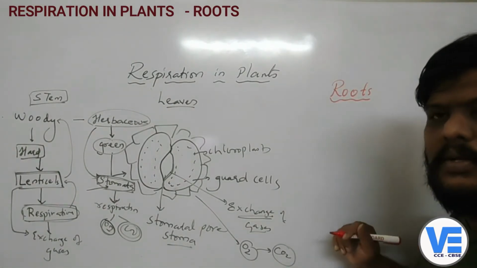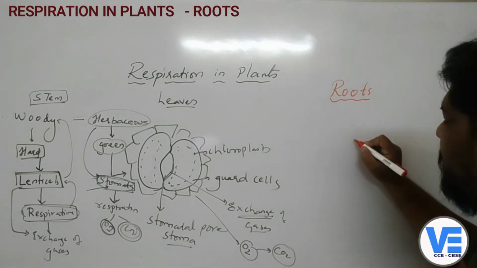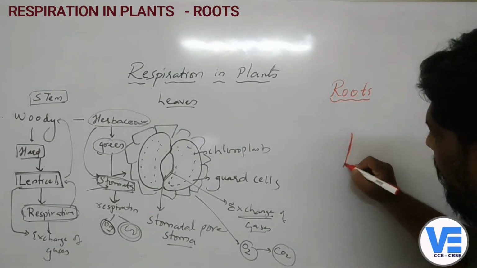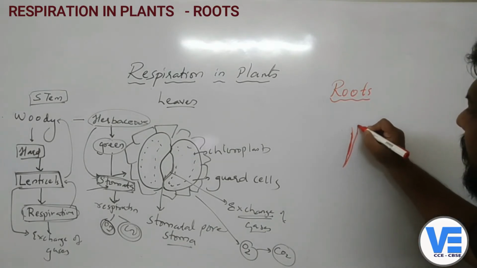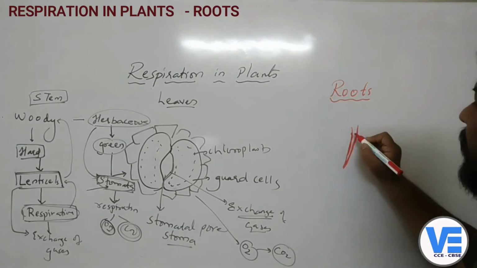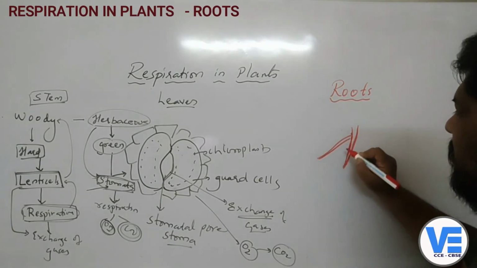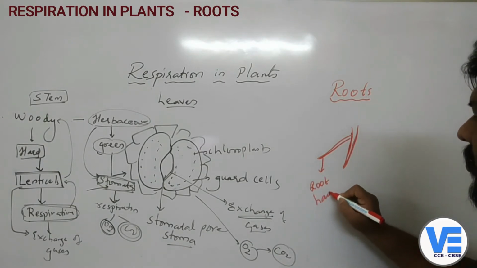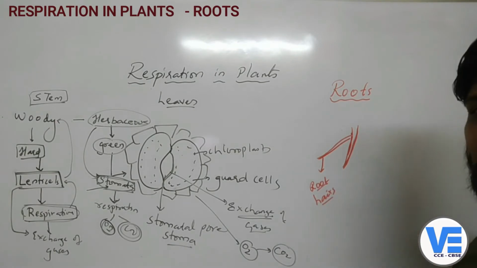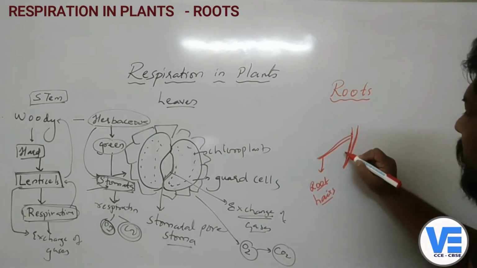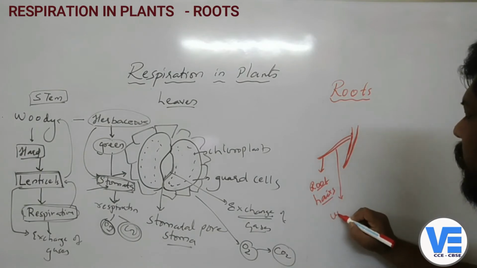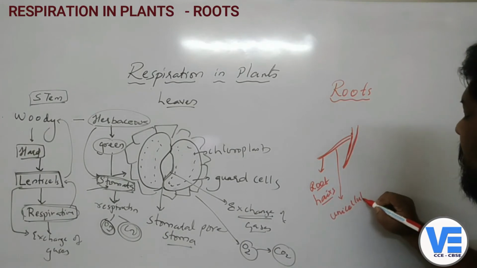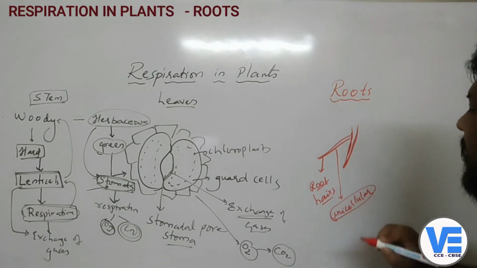So now we'll come to the roots, right? If you observe the roots, which are located deep into the earth, into the soil, they will have some hair-like structures which are called root hairs. These root hairs are usually unicellular. They are made up of a single cell. They contain only a single cell. So these are unicellular in nature.